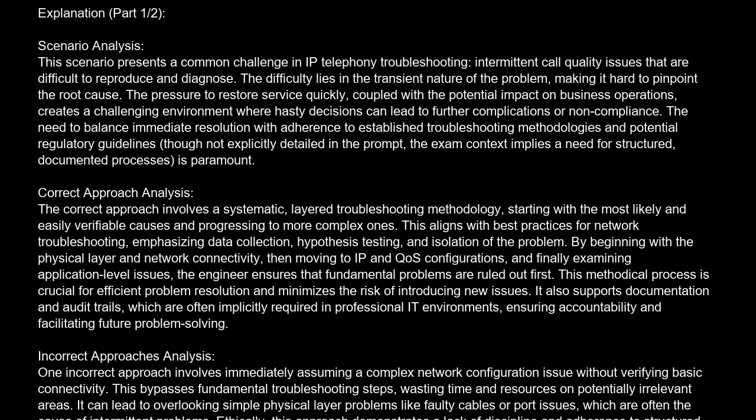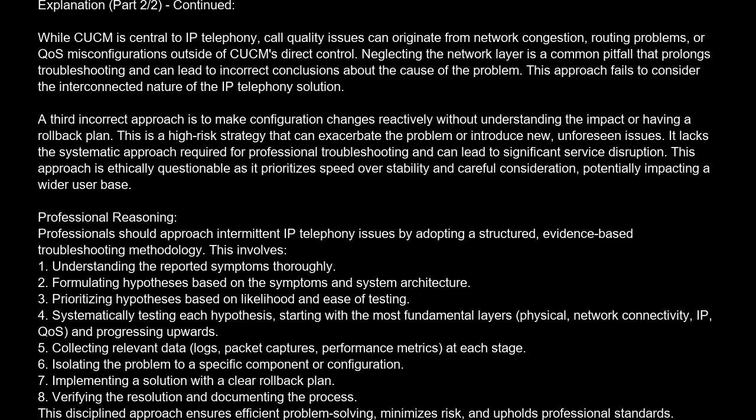Another incorrect approach is to focus solely on the Cisco Unified Communications Manager, CUCM, configuration without considering the underlying network infrastructure. While CUCM is central to IP telephony, call quality issues can originate from network congestion, routing problems, or CoS misconfigurations outside of CUCM direct control. Neglecting the network layer is a common pitfall that prolongs troubleshooting and can lead to incorrect conclusions about the cause of the problem. This approach fails to consider the interconnected nature of the IP telephony solution.